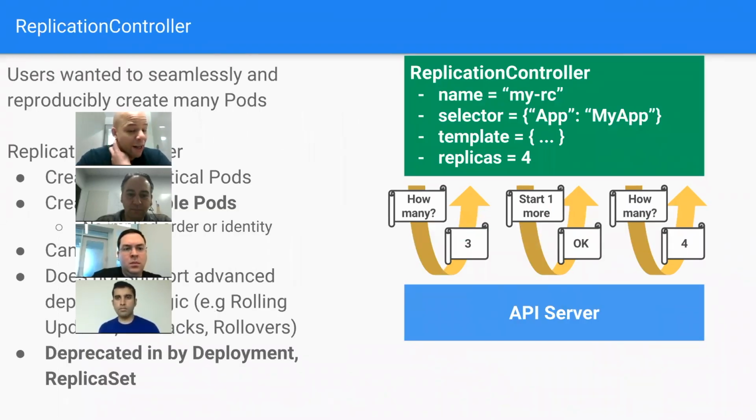Well, pods weren't really enough for most users. I mean, honestly, manually creating a ton of pods individually probably isn't what you'd want to do. We really wanted to be able to seamlessly and reproducibly create many pods that are identical. So then we developed the Replication Controller. Replication Controller does precisely that. It creates n identical pods. These pods are fungible, meaning creation for these pods doesn't have any implied order, and the pods don't have any actual identity. In fact, the identity is a random, hash-based identifier. You can scale a replication controller, but you can't do things like rolling updates, rollbacks, and rollovers.